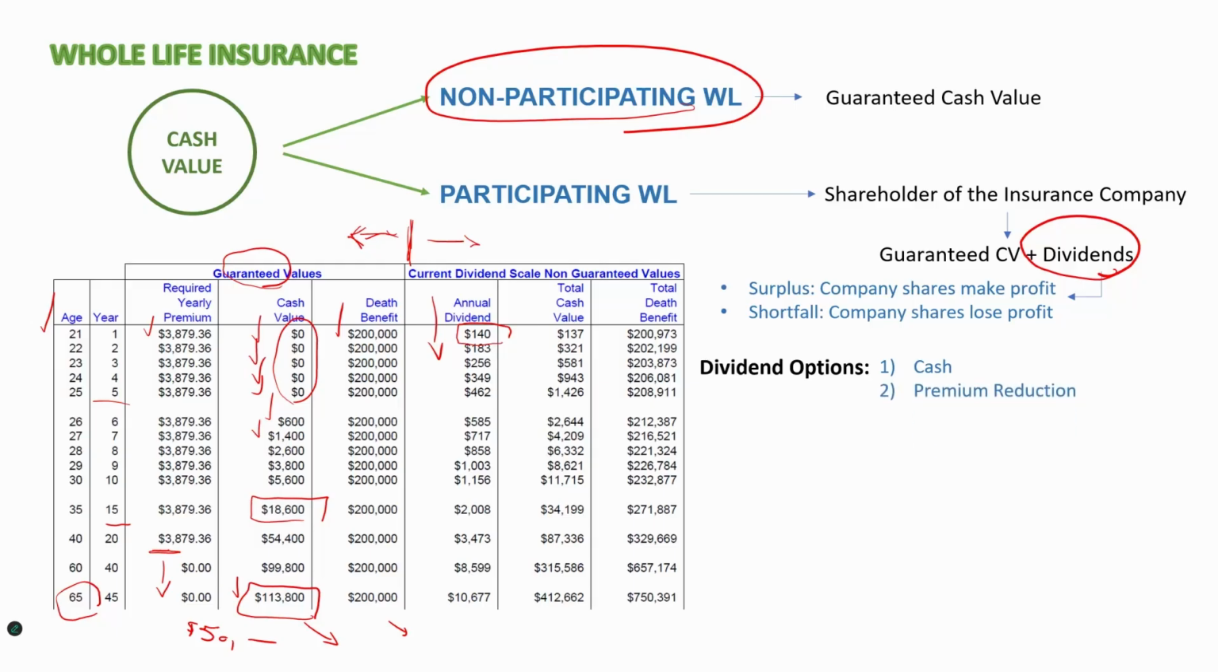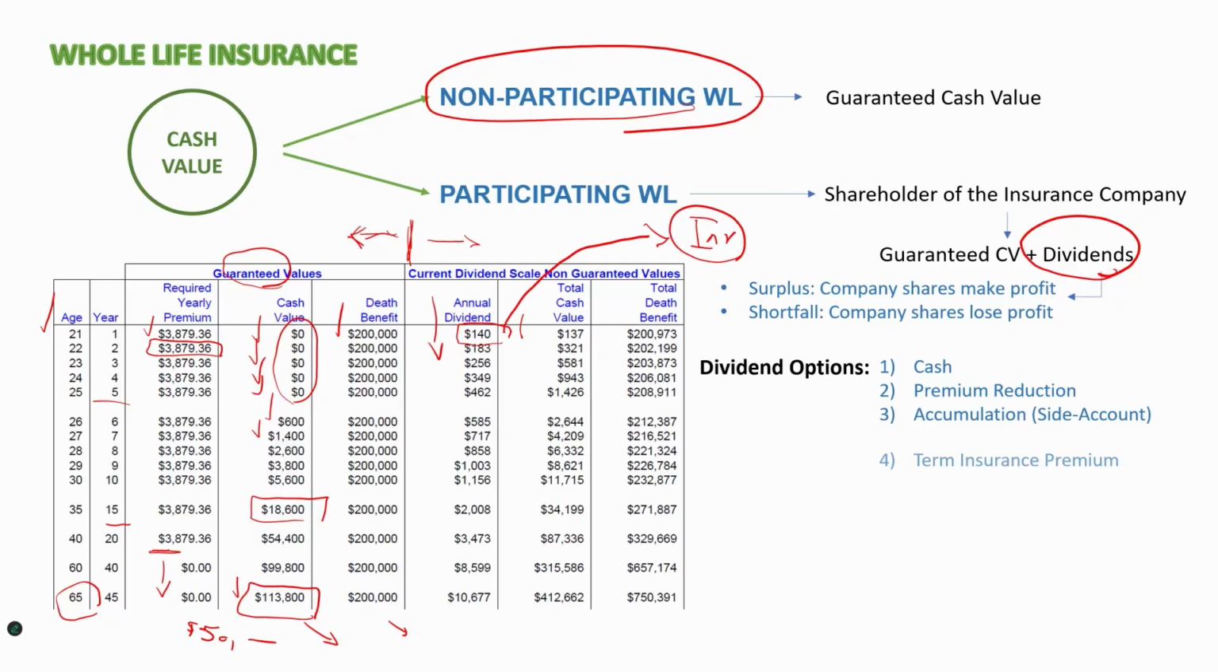Second, it's called premium reduction. I'll tell the company, okay, I made $140 in dividends, deduct that from the $3,879 that I have to pay next year. So I'm going to pay less premium. Basically, my dividends are going to pay my premiums. Third, we have the accumulation option. It's a side account. It means that I'll tell the insurance company to take out this $140 and invest it somewhere else in another account.